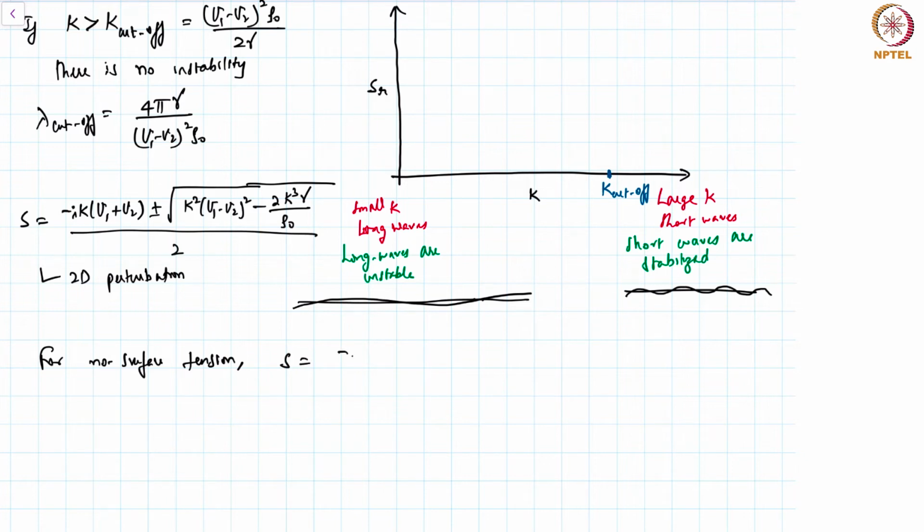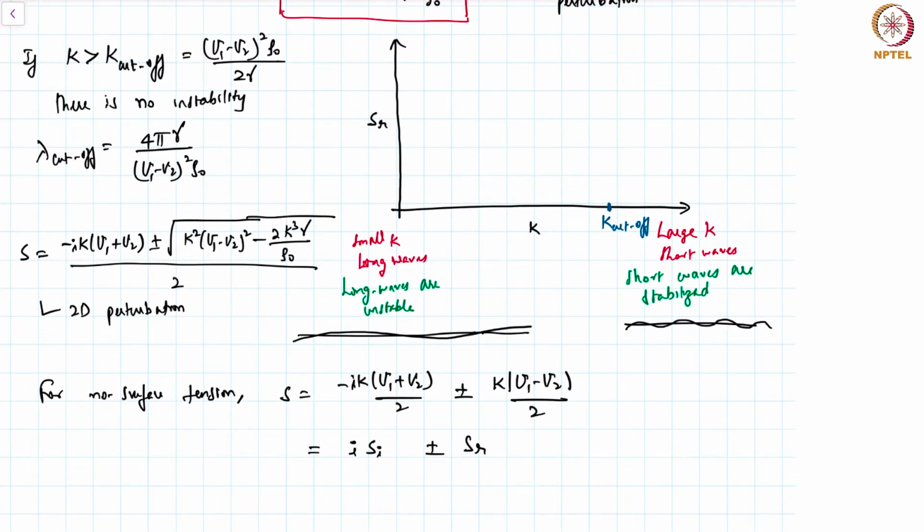I simply have minus ik (u1 plus u2)/2 plus or minus k times the magnitude of (u1 minus u2)/2. So this quantity is nothing but Si, that's the imaginary part, plus or minus Sr. So I definitely have an unstable mode, and the unstable mode essentially grows linearly with k. As you increase k, you have an instability. So in other words, for large k, surface tension would not be important. I can simply say, in the absence of surface tension, there is an instability whose growth rate increases linearly with k. Correct?